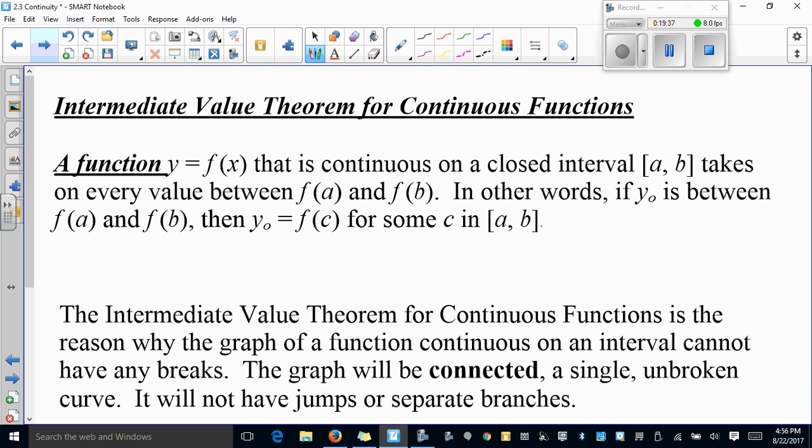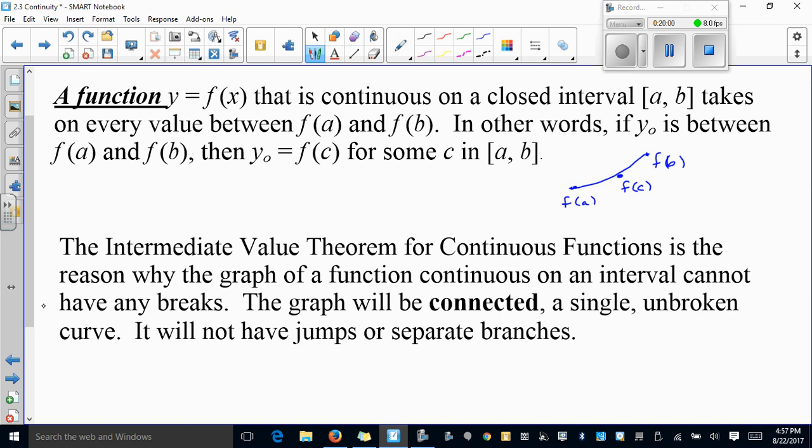They're just saying, hey, if I've got this line here, and here is f of a, and here is f of b, then some point here is going to be f of c, because it's a continuous function. That means I need to be able to draw a line through all of them. The intermediate value theorem is the reason why the graph of a function continuous on an interval cannot have any breaks. The graph will be connected, a single unbroken curve. It will not have jumps or separate branches.